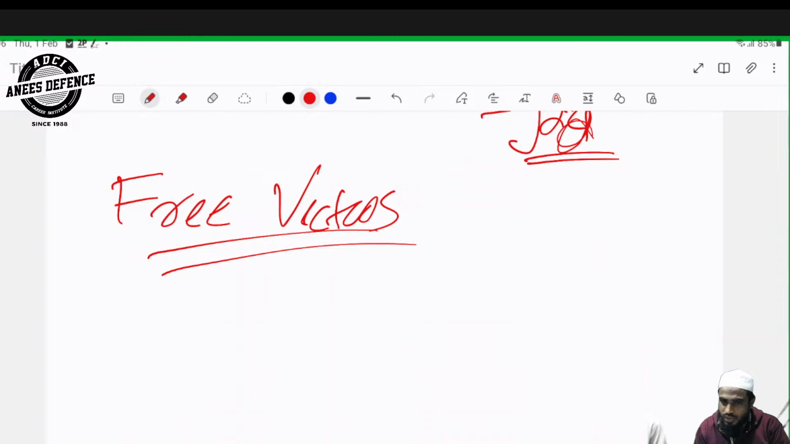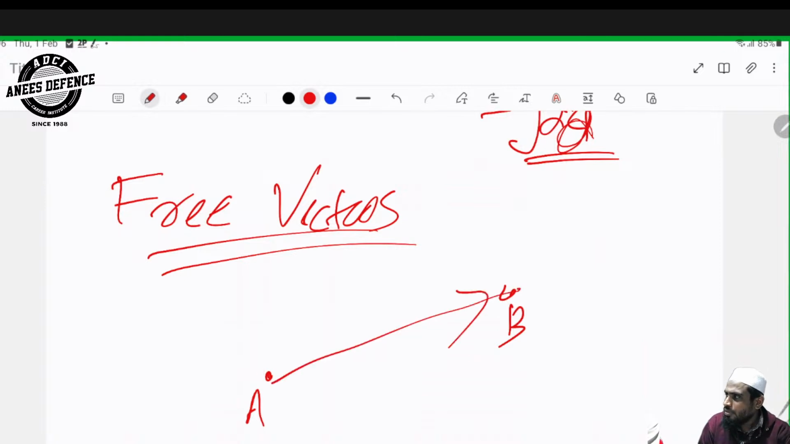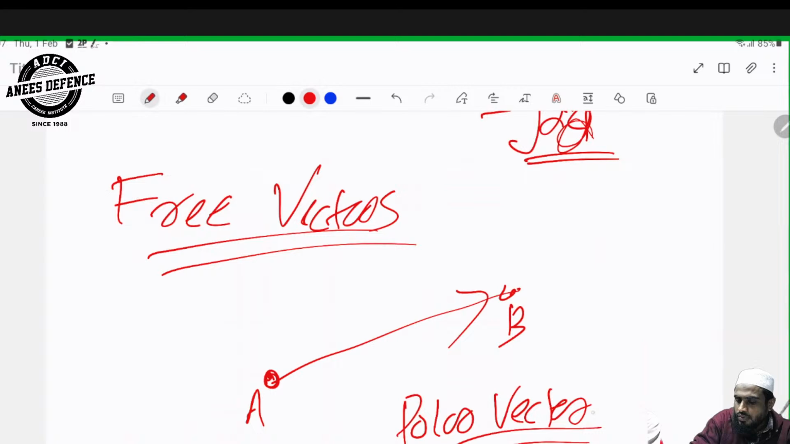So that is the concept of free vector. Then in physics, you cannot take a vector as you wish. For example, if you are traveling from A to B, your starting point is A and the final point is B. So here the initial point is fixed. Vectors which have an initial point or point of application, we can call it a polar vector. Polar vector.